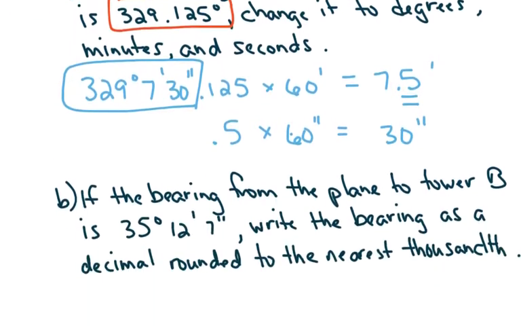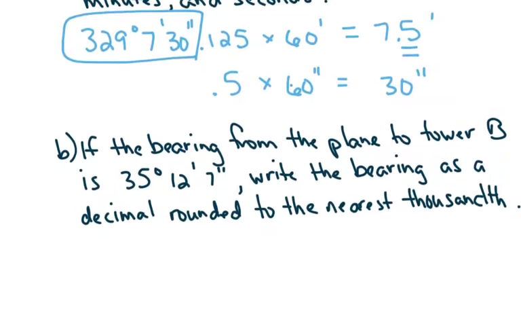What if we want to go the other direction, though? So in part B, it says if the bearing from the plane to tower B is 35 degrees, 12 minutes, 7 seconds, write the bearing as a decimal rounded to the nearest thousandth. Remember, the thousandth place is 3 numbers to the right of the decimal. So we're going to start and do this backwards.